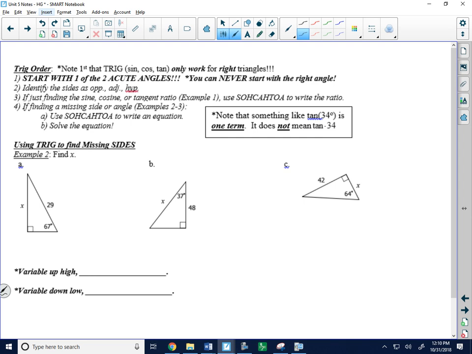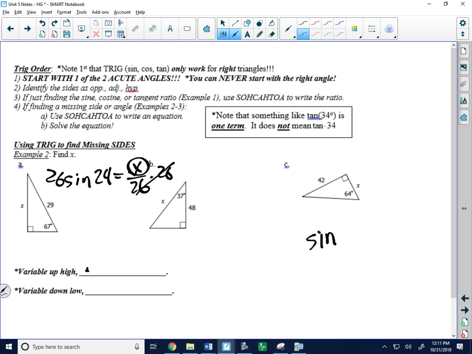Okay, so on page 8, just a review of what we finished with yesterday. Variable up high, so we're doing the trig ratio, setting up an equation. Let me just make something up. This doesn't necessarily correlate with those. Variable up high, what do we do? Multiply. Multiply by whatever's in the denominator. I just made some numbers up too. That doesn't deal with any of those questions.